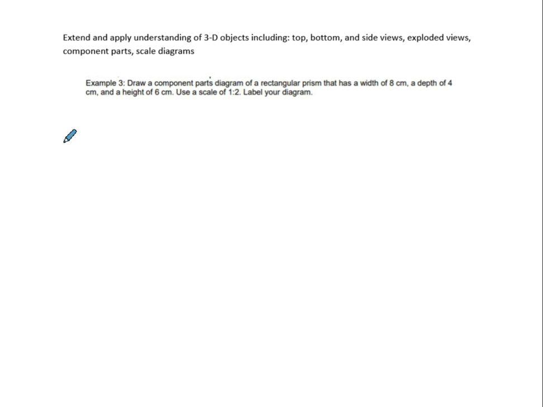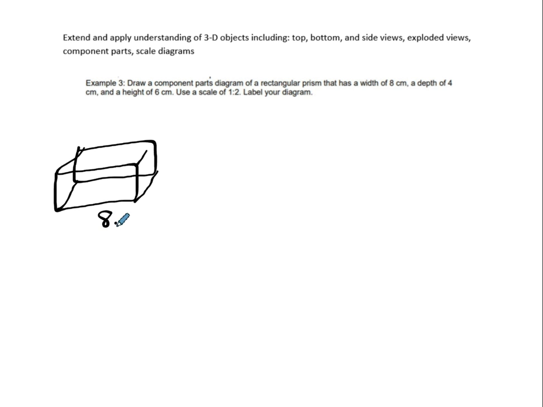First things first though, I always like to draw a version of the diagram to make it easier to see what we're dealing with. So I'm going to draw my rectangular prism. It doesn't have to be perfect. I'm just drawing it because it's easy. So this is going to be 8 centimeters wide, 6 centimeters high, 4 centimeters deep. So deep is always like front to back if it makes it easier for you.